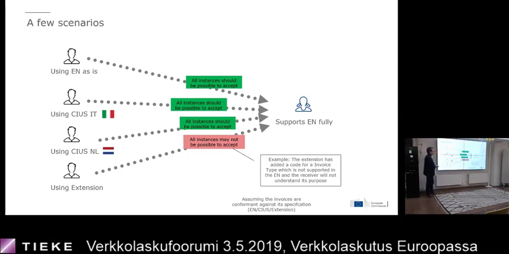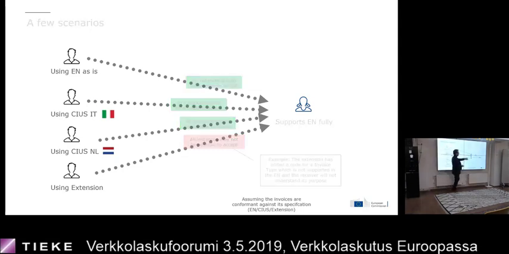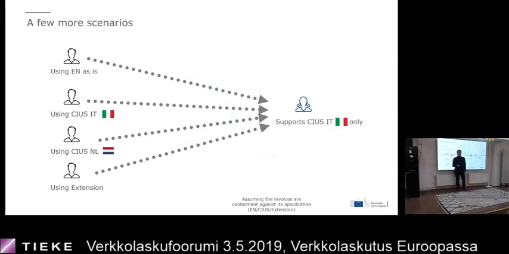So this doesn't look very troubling so far. Let's say now that on this side we have an Italian receiver using an Italian CIUS. Let's say that this CIUS requires the presence of a contract reference.